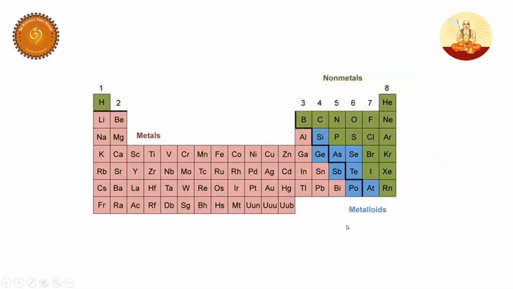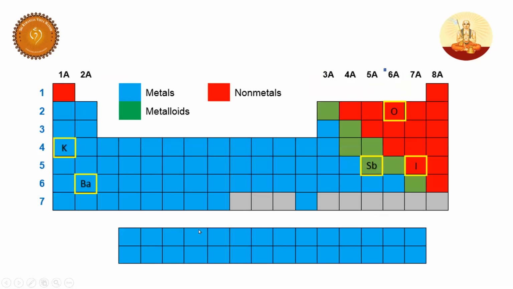So here you can see a clear demarcation of non-metals. Is hydrogen a metal or a non-metal? Hydrogen is a non-metal. Yes, it's a non-metal. So you can see the clear demarcation of metals and non-metals. So have a look here, students. Sometimes the examiner will ask you: potassium, barium, these two come under metals. What is antimony? Antimony is a metalloid, just now you discussed. Similarly, oxygen and iodine are non-metals. So this is how questions may be asked in the examination.